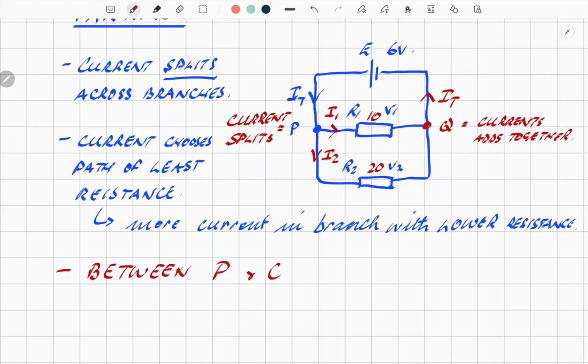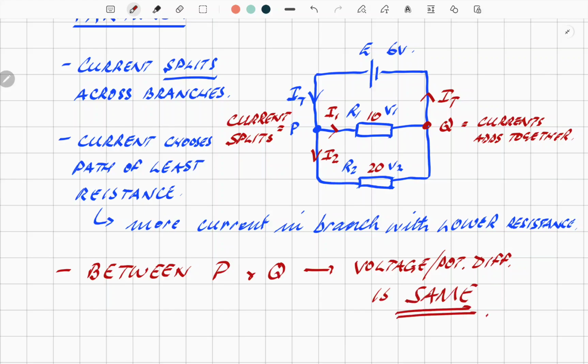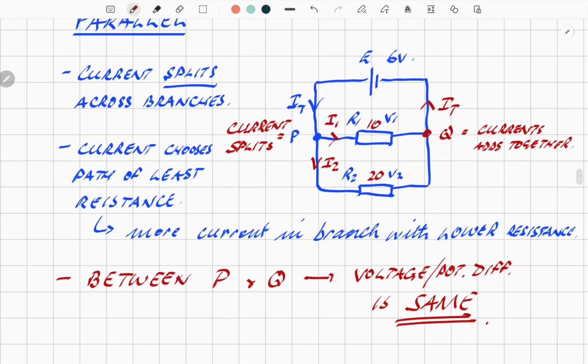Between P and Q, voltage and therefore potential difference is the same. All right. Now, watch this thing.